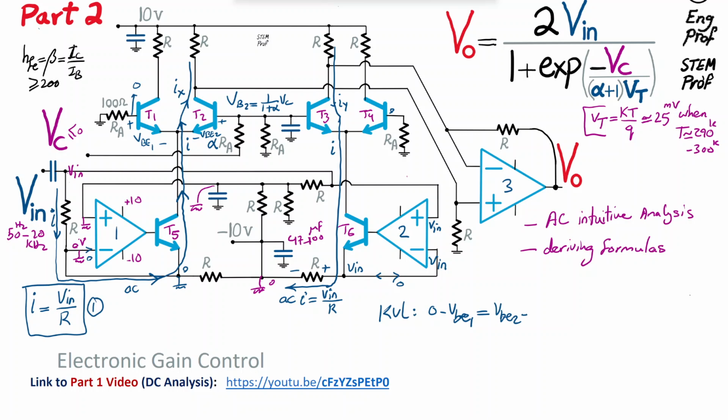so VBE2, minus the base of T2, which is VB2, minus, let's say, VBE2. Okay, so I am going to use equation 2. So I'm going to repeat that here. So basically, VB2 is equal to V control over 1 plus alpha. So I refer to this as equation 2, just for ease of reference. I'm going to use equation 2.